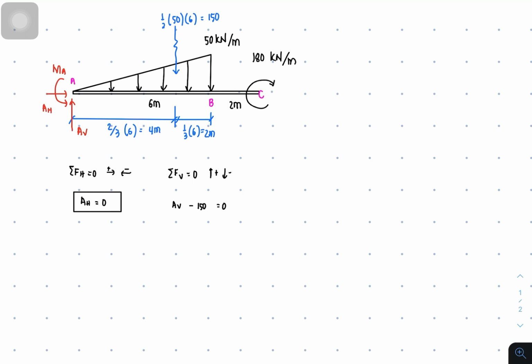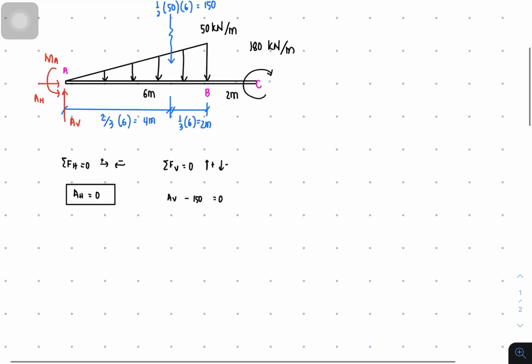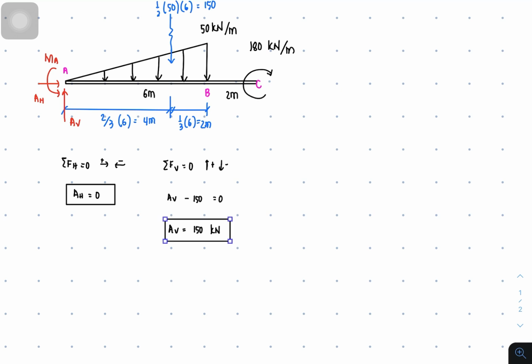There are only two forces on the vertical side. And then transpose 150 to the other side, it will become positive. So this is now our load, AV, or reaction AV. Okay, next. Let's do the summation of moment.